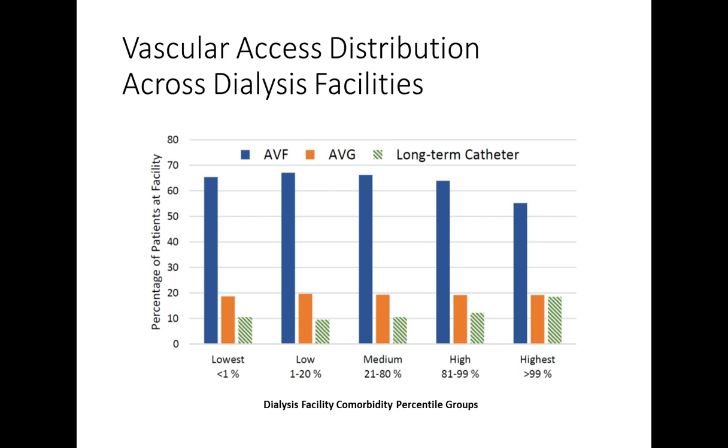So despite the range of comorbidities, the vascular access distribution between groups is strikingly similar. And it's only when we get to that highest comorbidity group, again about 60 facilities, that we see the fistula rates drop off and the catheter rates go up appreciably.